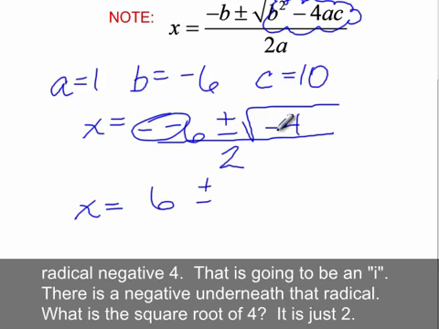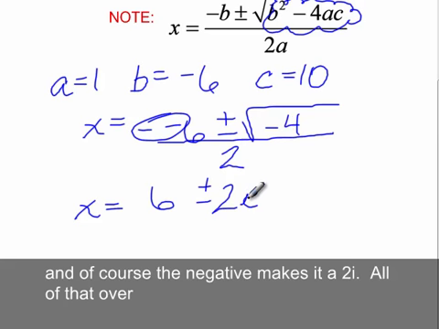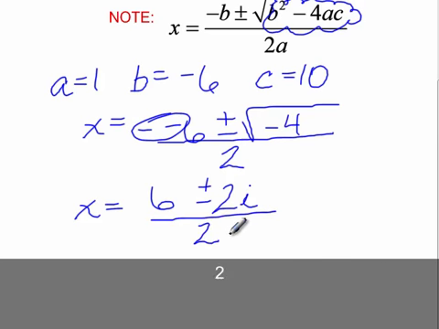That's going to be an i. There's a negative underneath that radical. What's the square root of 4? It is just 2. And of course the negative makes it a 2i. All of that over 2.